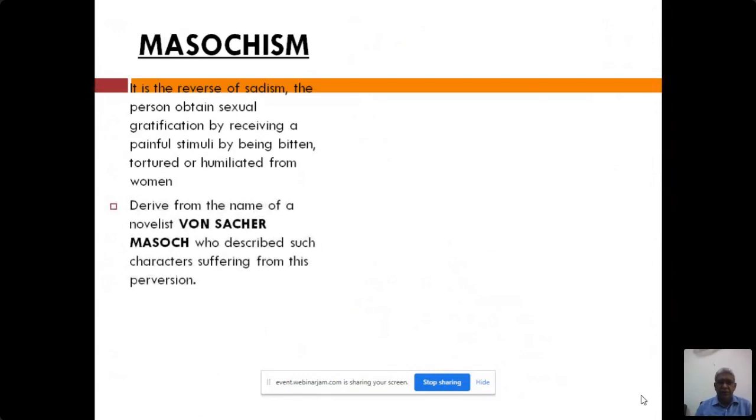It is named after the author von Sacher-Masoch who, like the French author de Sade, described the characters of these persons who get gratification by receiving pain from their partners in the form of torture, humiliation, and being bitten. The more they are bitten, the more satisfaction they get. Although it is common in males, it is also very common among females.